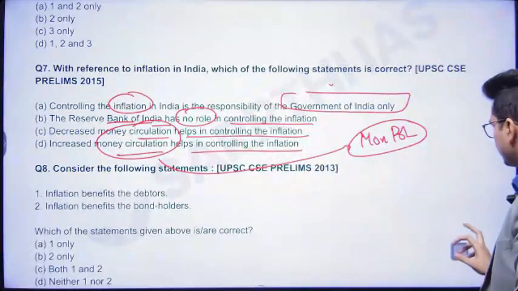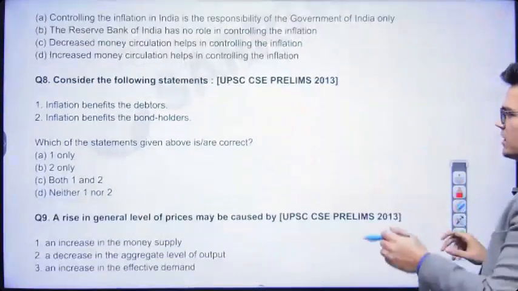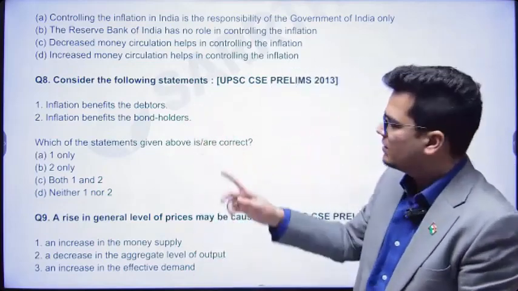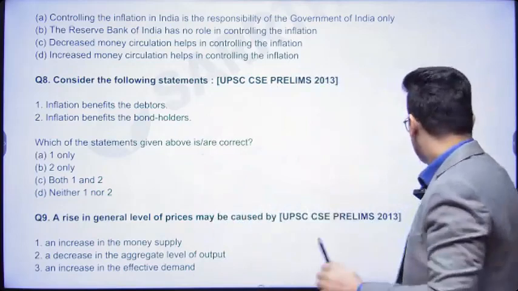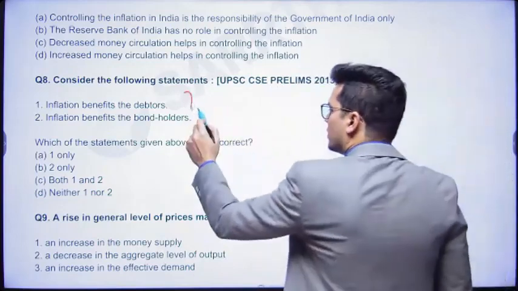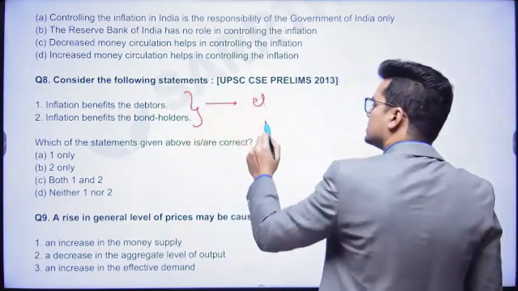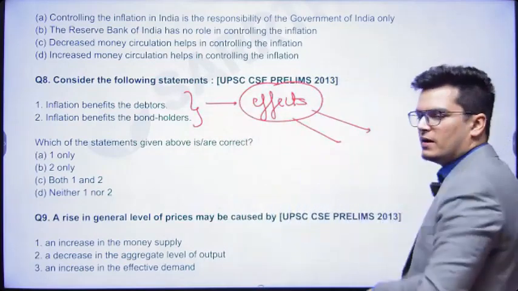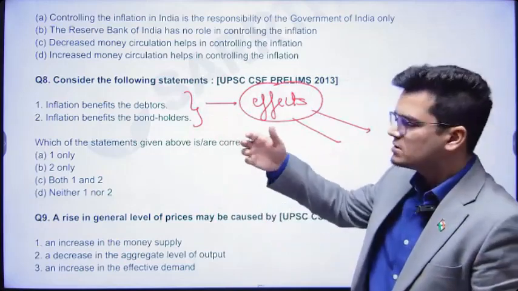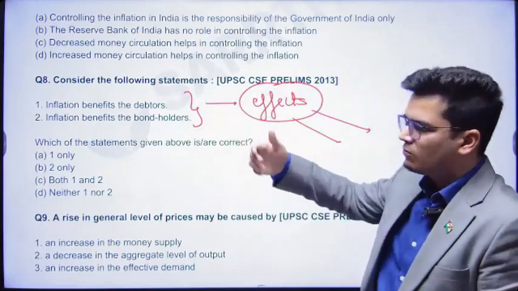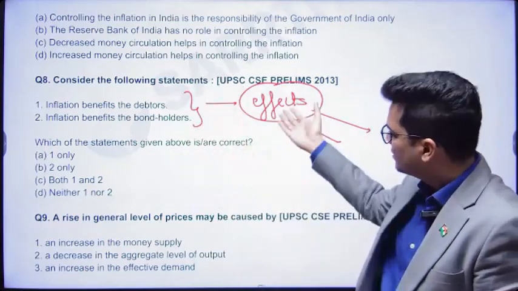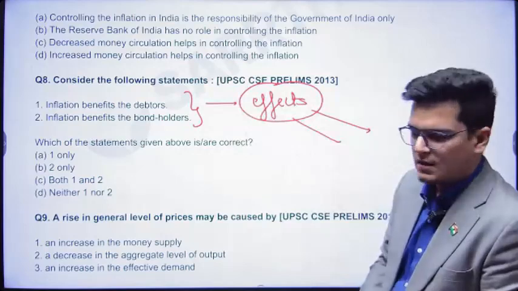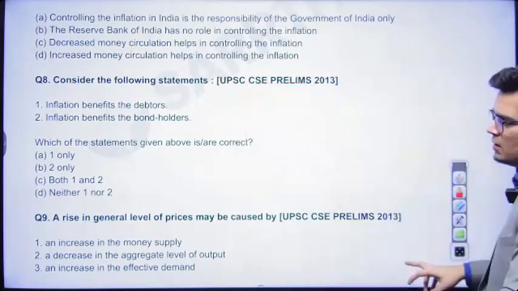Now, next. Let's look at the next question. Inflation benefits the debtors. Inflation benefits the bondholders. Which of the following is correct? So here, effectively what is being asked is the effects of inflation. Effects of inflation on various people. Someone who is a debtor, someone who is a bondholder. We'll read these terms, obviously. We'll read this topic also, effect of inflation. But here we can understand what is being asked. Then let's look at next question.